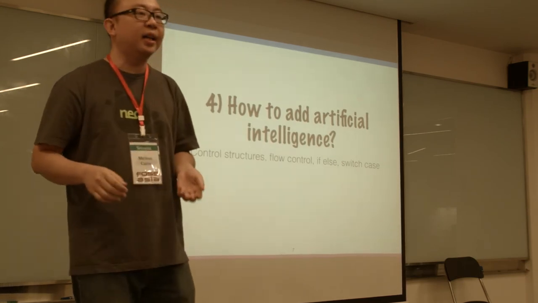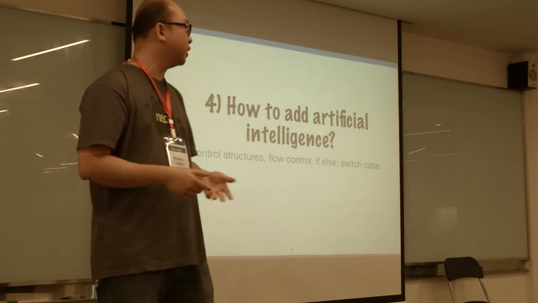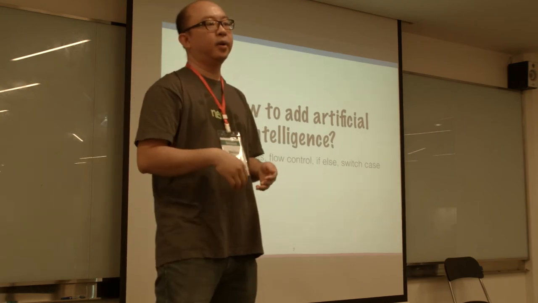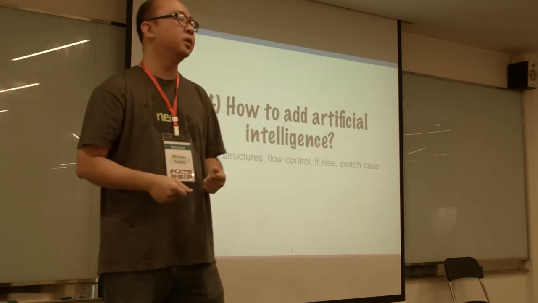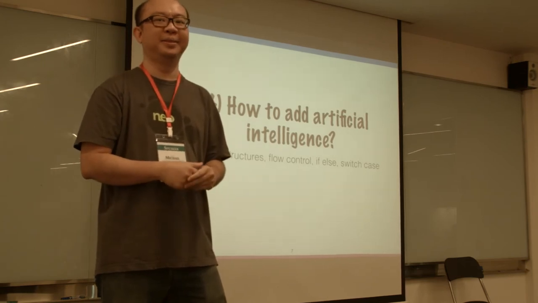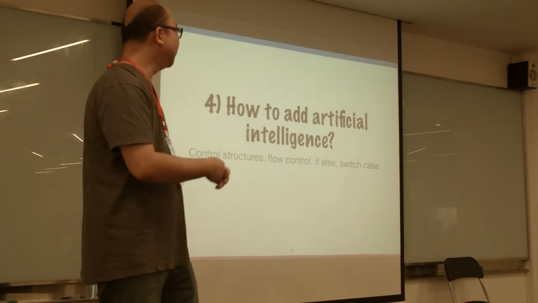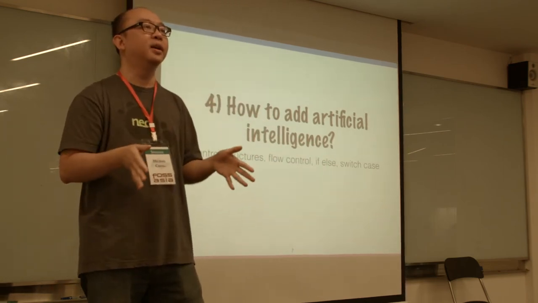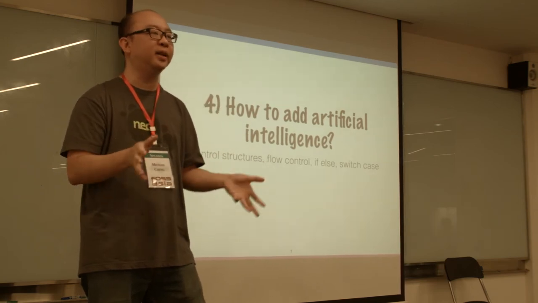Also, number four, how do you add artificial intelligence? So stuff like if else, control structures. How do you control the flow of the code? Code usually reads from top to bottom, sequentially. But how do you break the flow such that you will skip certain parts of the code? That's one thing you need to learn. Any programming language should have this. There are control structures, flow control, if else statements, switch cases and stuff like that. So learn how to do that in that particular language, because every language has the same concepts, but they present it differently.